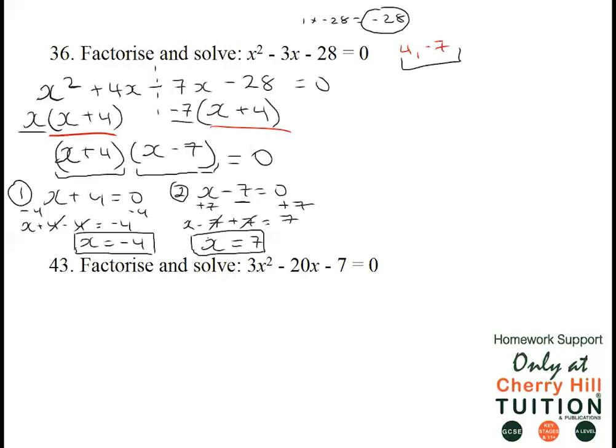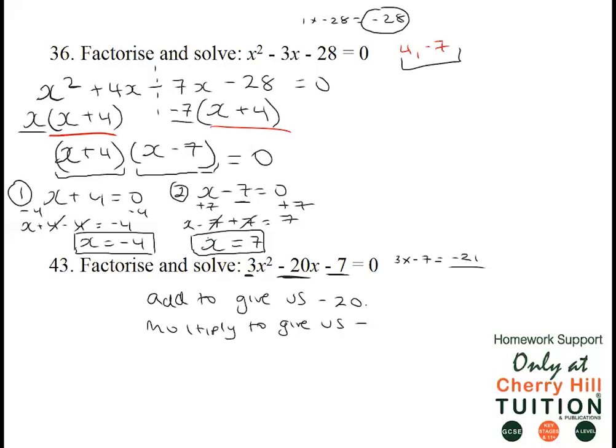Question 43, we have 3x squared minus 20x minus 7 is equal to 0. We need to multiply the coefficient of x squared by minus 7. So 3 multiplied by minus 7 is minus 21. We now need two numbers that add to give us this number here, which is minus 20, and multiply to give us minus 21.